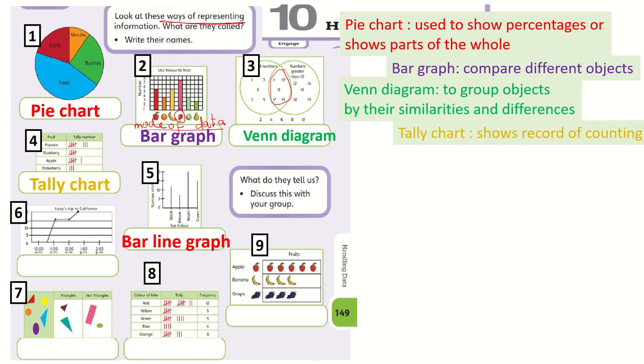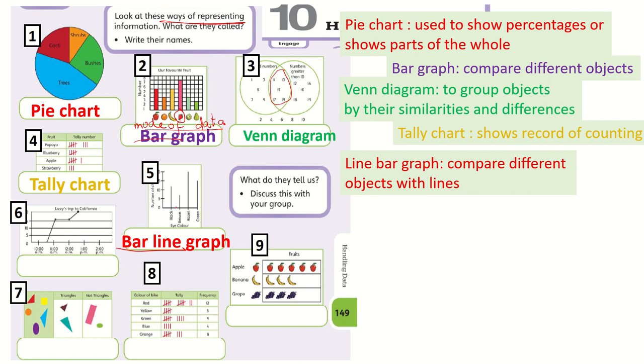Next one is bar line. The only difference between bar line and bar is that it shows comparison of things, but it is represented in the form of lines instead of bars. Now here you can see the hazel color has the highest point. So here hazel is going to be the mode of data.